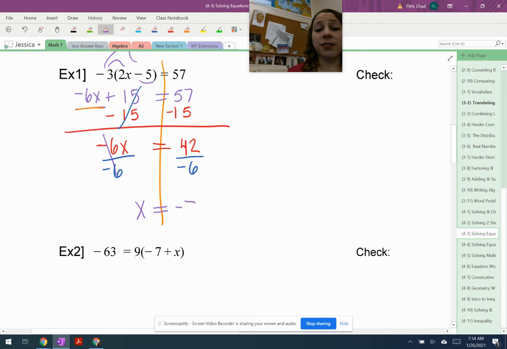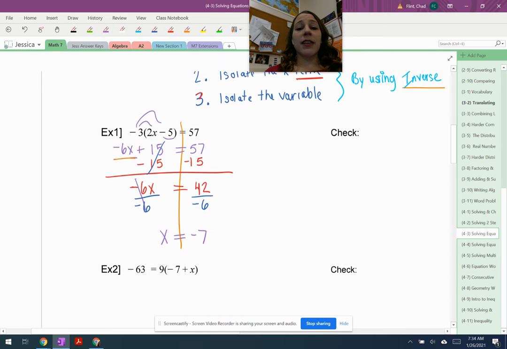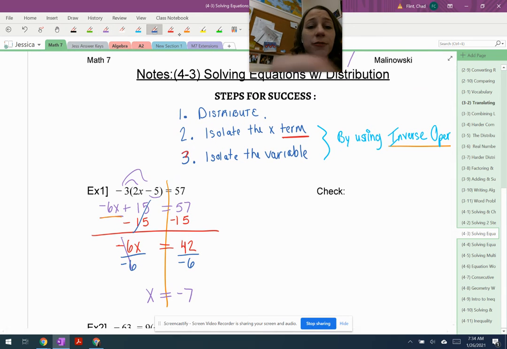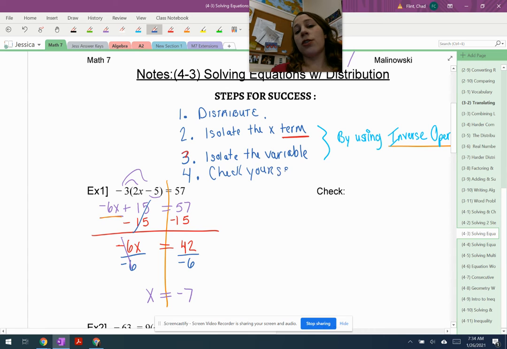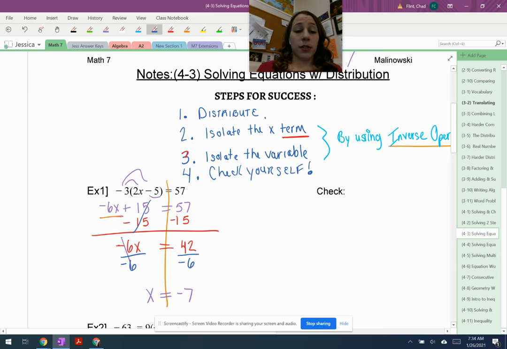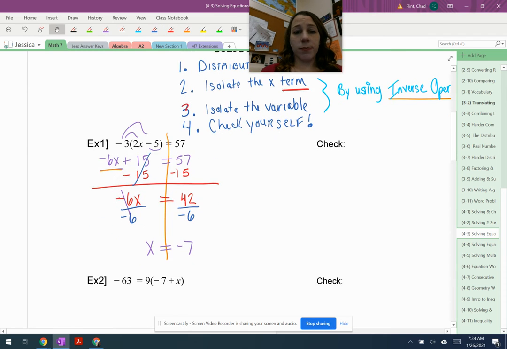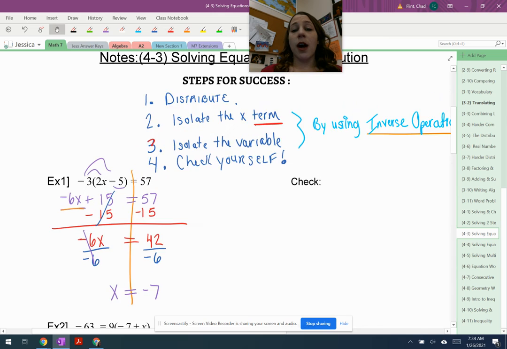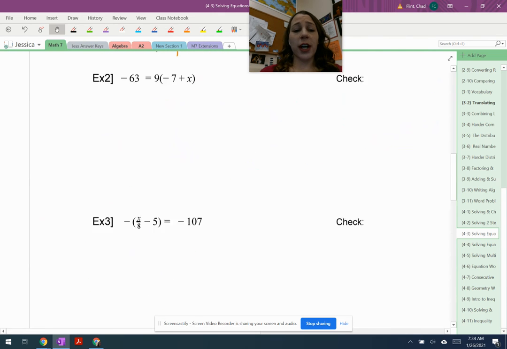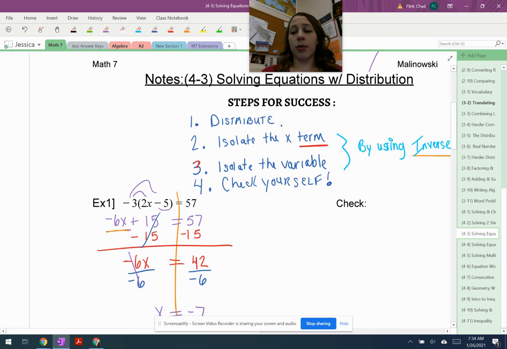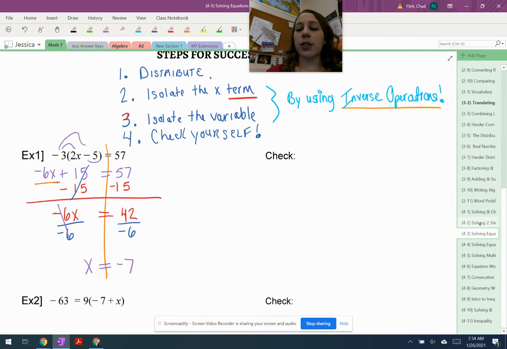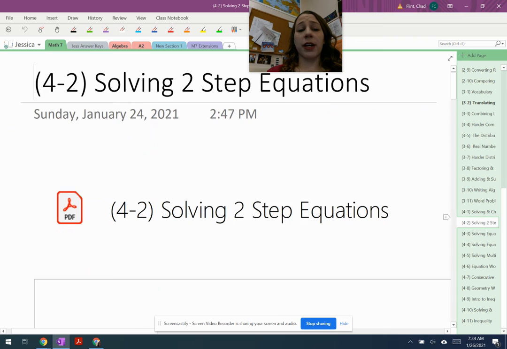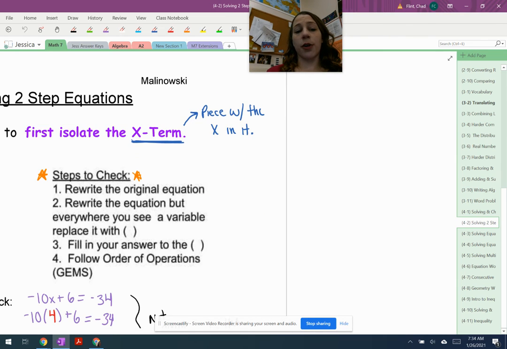-6 is a -7. And then, I guess the fourth step for success that I forgot to put in there would be to check yourself. Check yourself. Boom. Okay, sorry, that was a little embarrassing. All right, so let's do the check. So remember the steps for check. I did not copy and paste them over here, which I probably should, but you can always look back to 4-1 or 4-2. They have those steps for checking in either one.